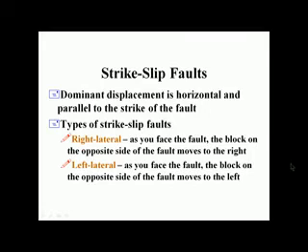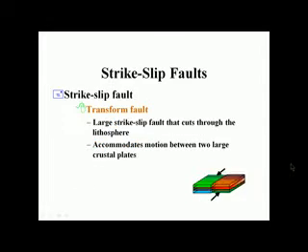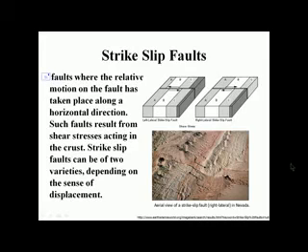Strike slip faults. Dominant displacement is horizontal and parallel to the strike of the fault. Types of strike slip faults: right lateral and left lateral. Transform faults are large strike slip faults that cut through the lithosphere and accommodate motion between two large crustal plates.